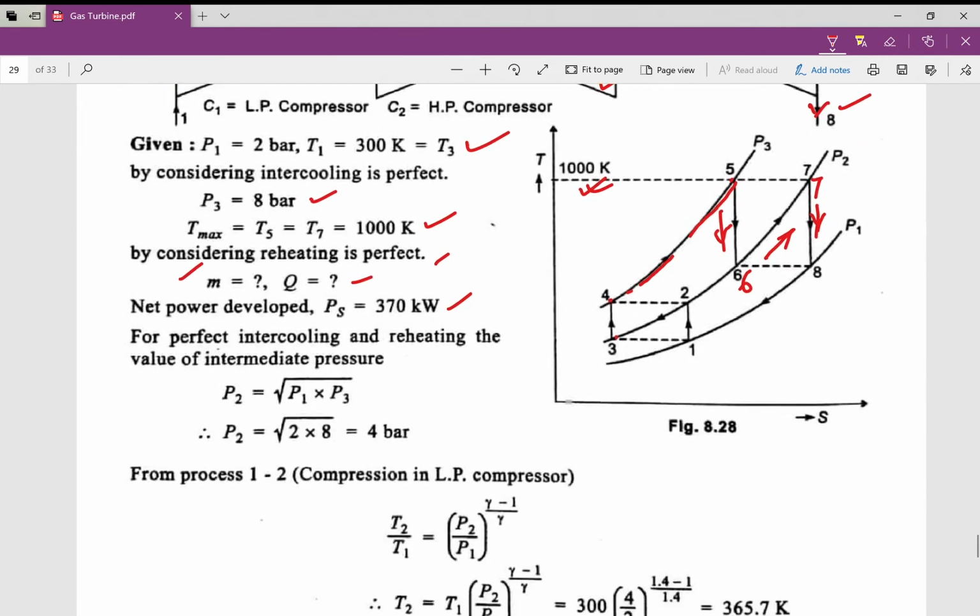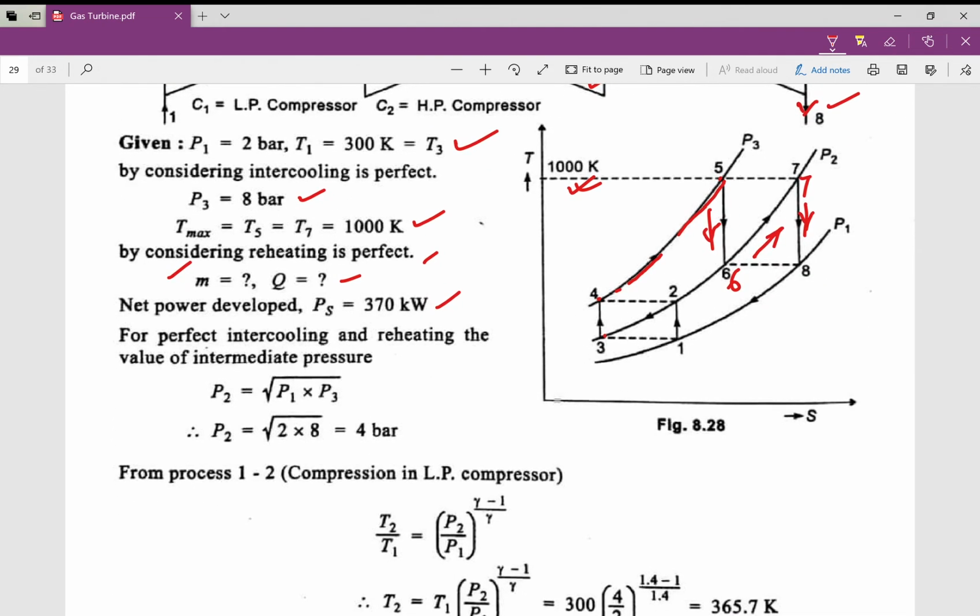kilowatt. So for perfect intercooling and reheating, P2 we know already, that is the square root of P1 into P3. This is your P1, this is your P3. So the intermediate pressure is 2 into 8 under root, so it comes out as 4 bar. So this intermediate pressure value comes out as 4 bar.